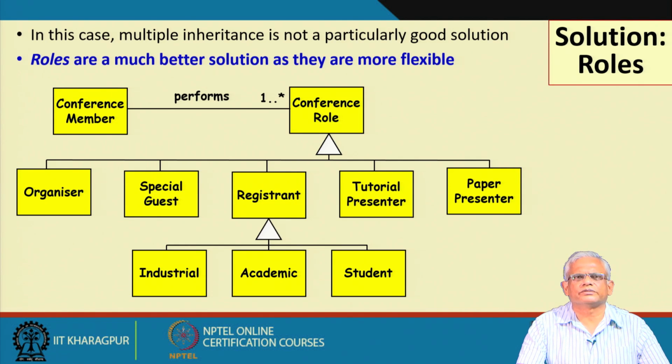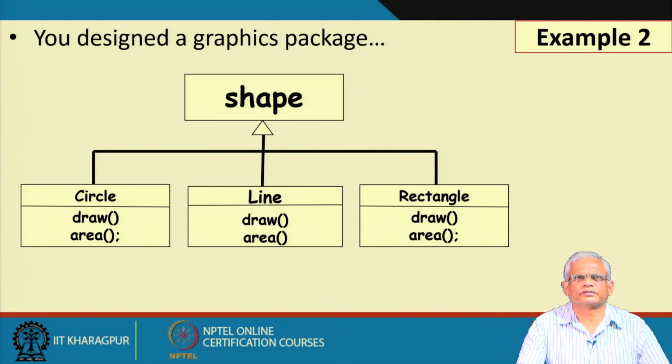Now, let us see this pattern in more nitty gritty. Let us say we have a drawing package, and here one of the basic class hierarchies is the shape class. The shape is an abstract class and there are many concrete classes like circle, line, rectangle, which support the methods specified by the shape class.